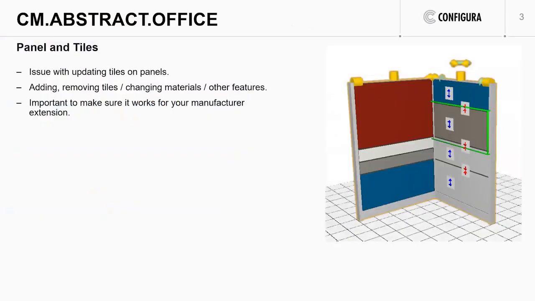So for the first one, it is CM extract office. What's new here? There isn't anything new, but developers made a fix to the abstract office because there used to be an issue with updating tiles on panels. This includes adding, removing, changing the materials, and other manufacturer extension specific features related to your tiles. Sometimes it just won't refresh. It can be materials, it can be features. It's very important to make sure that it works with your extension. Now, it works fine.